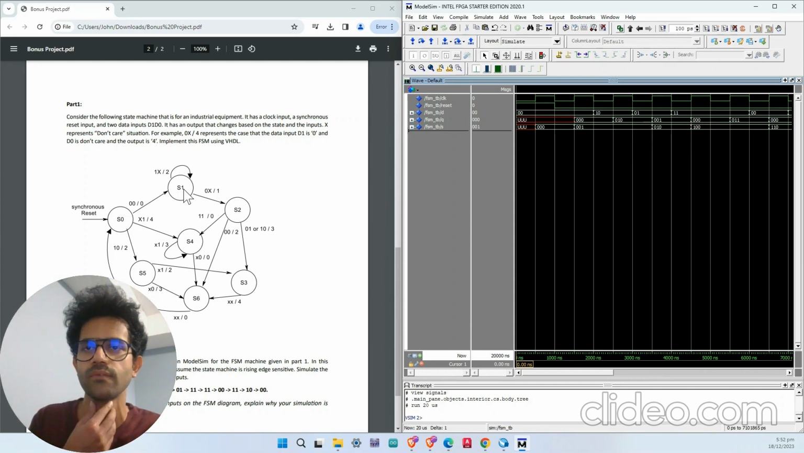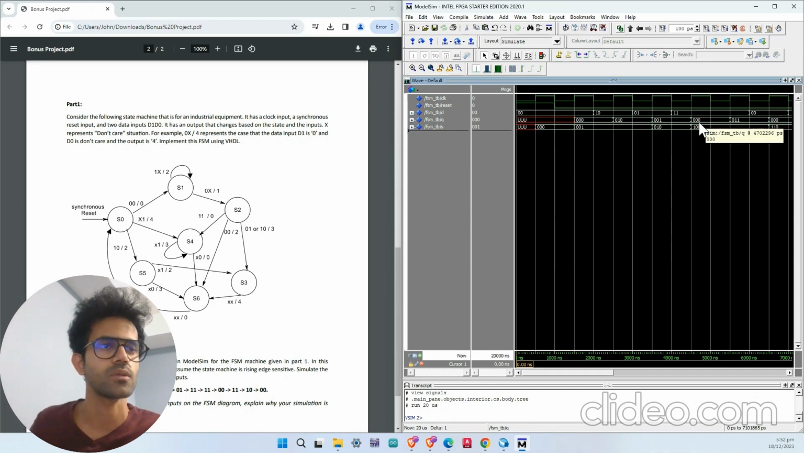Now we are in state 1 and we're giving it input of 0 1. State 1, we're giving 0 1. We should go to state 2 with the output of 1. We're going to state 2 with the output of 1, and we're in state 2, we're getting input 1 1. We should go to state 4 with an output of 0. We're going to state 4, see, with the output of 0.